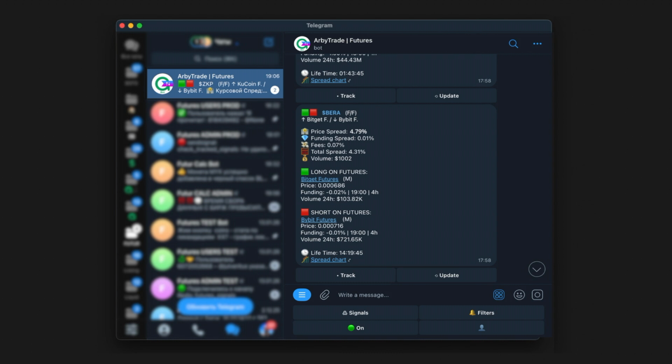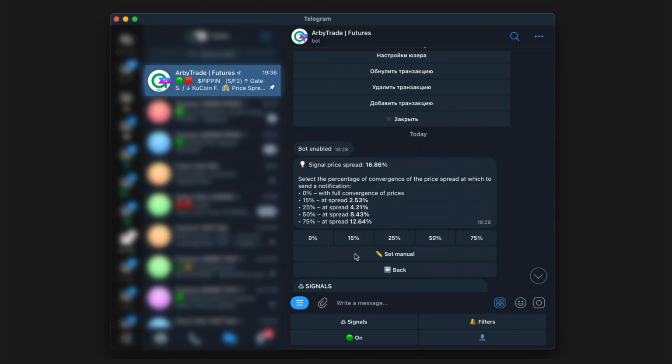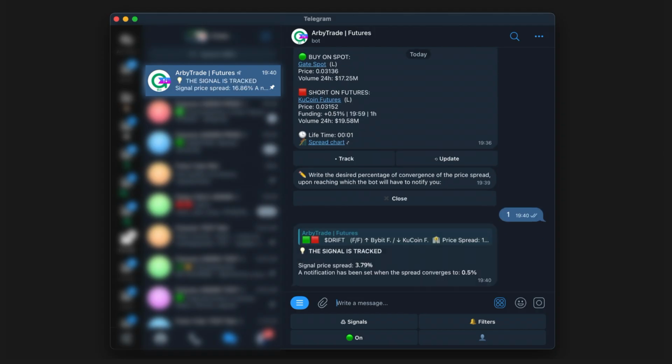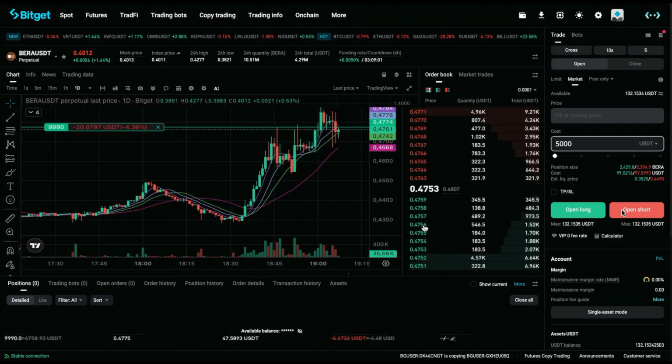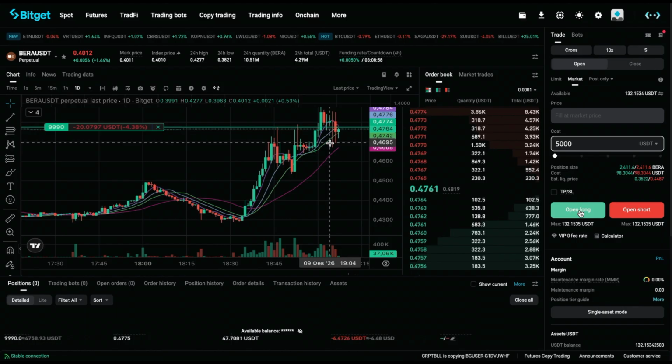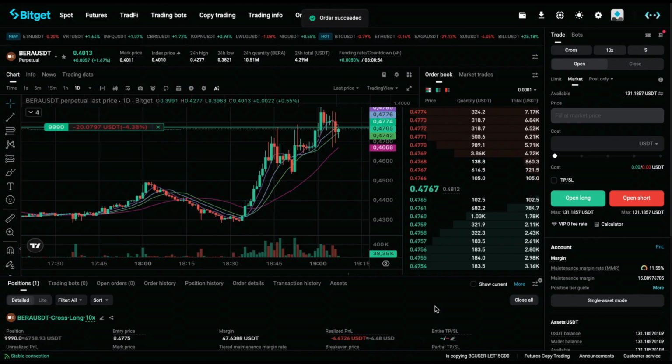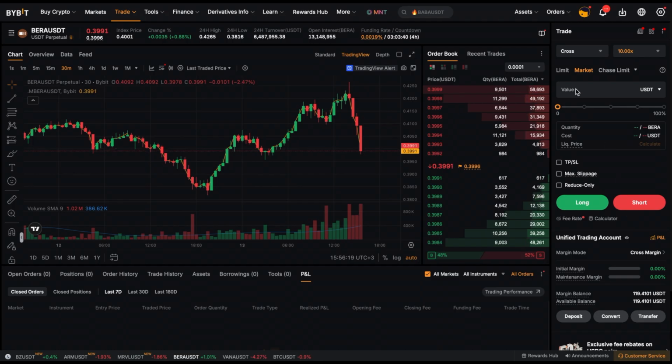Another situation, a signal for the coin Bearer between Bitget and Bybit exchanges. Exchange spread, 4.79%. Long on Bitget, short on Bybit. We set up spread convergence tracking. We manually set the convergence percentage to 1%, so we will capture a 3.79% spread movement. We opened a long on Bitget, just like in the previous trade, for $5,000, buying almost 10,000 Bearer coins.